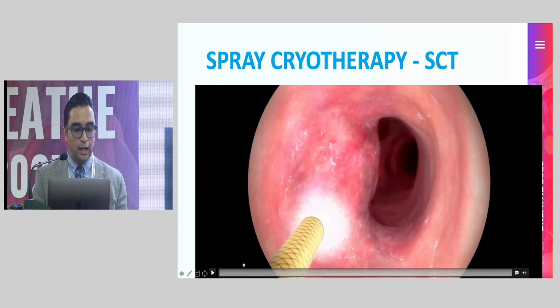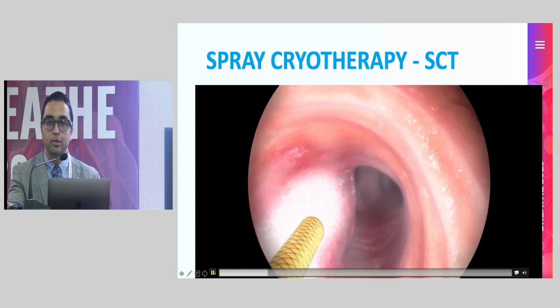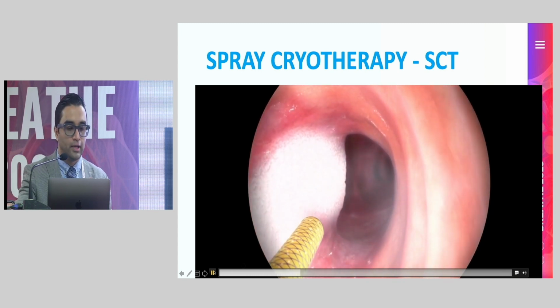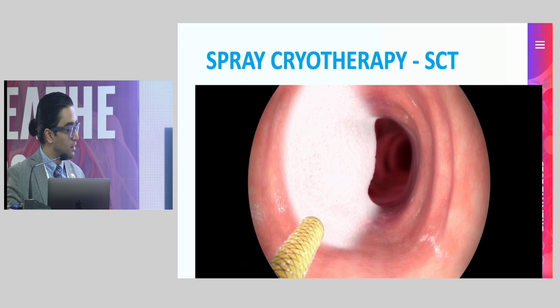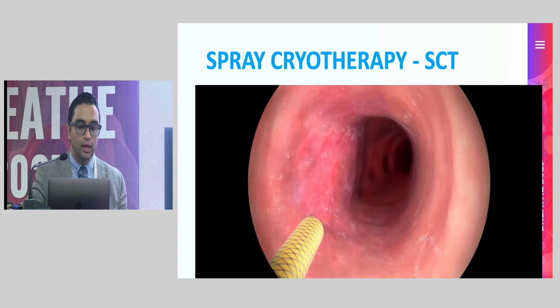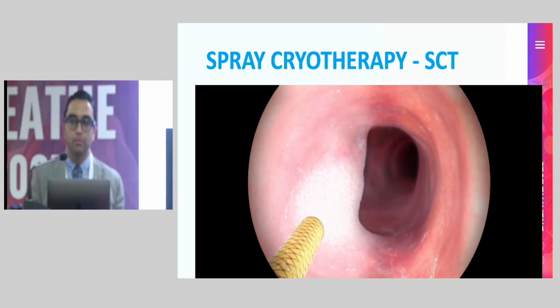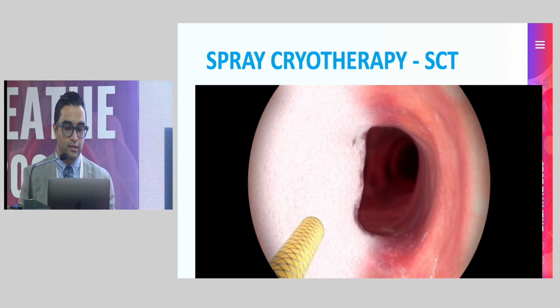What is new in cryo? There is something called spray cryotherapy. This is very much prevalent in the UK. We still don't have it in India, but as you can see, this is a non-contact therapy wherein cryo is sprayed over the target tissue, and eventually what results is death of the tissue. So this is not used for debulking, but this is used for devitalization.